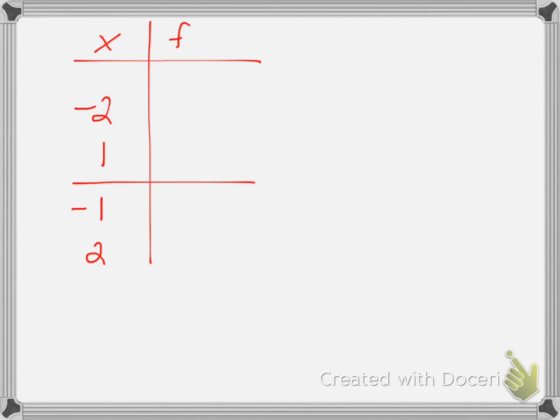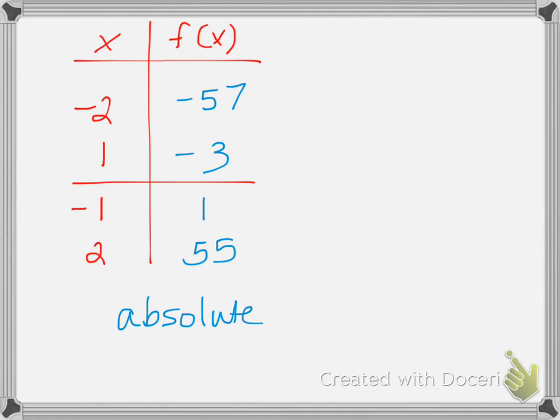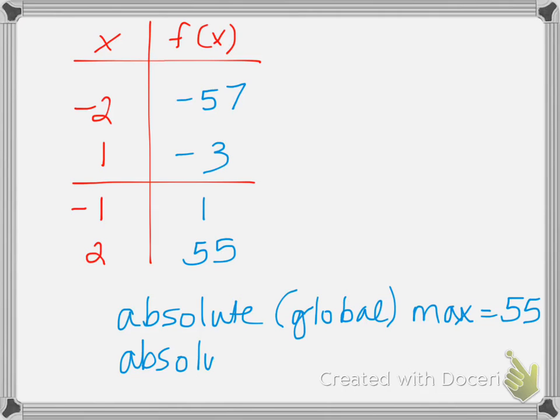So then you make a number line. I'm going to put my mins together, and I'm going to put my maxes together. And I've already determined why they are mins and maxes. I now just have to figure out which one is which. So at -2 it's -57, -1 is 1, at 1 it's -3, -1 is 1, and 2 is 55.